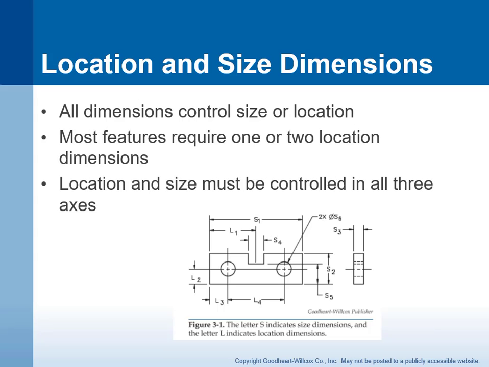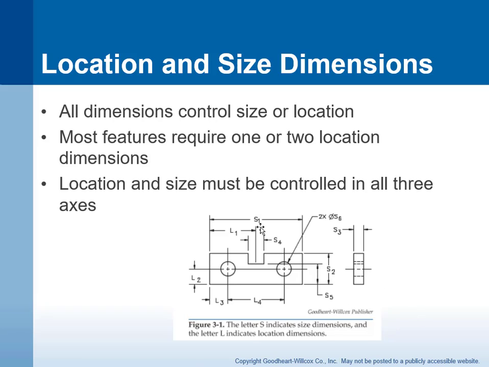Okay, location. A lot of this chapter is going to be a review for you. So all dimensions control size or location of features. Now most features will require 1 or 2 location dimensions. Location and size must be controlled in all 3 axes. That's why we have multi-view drawings.